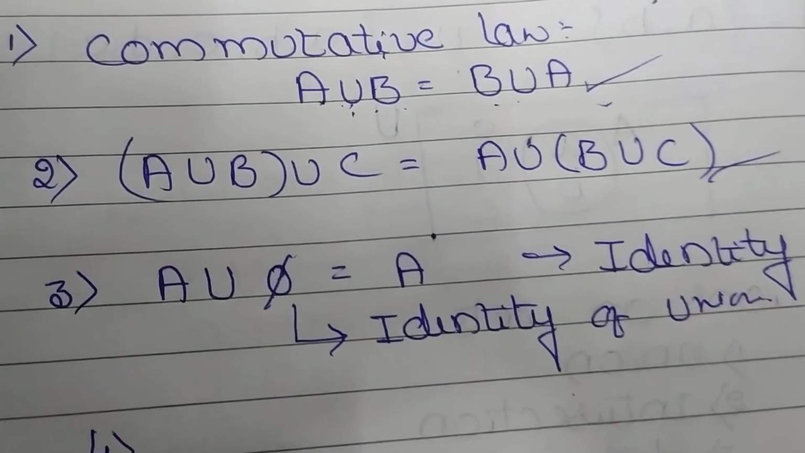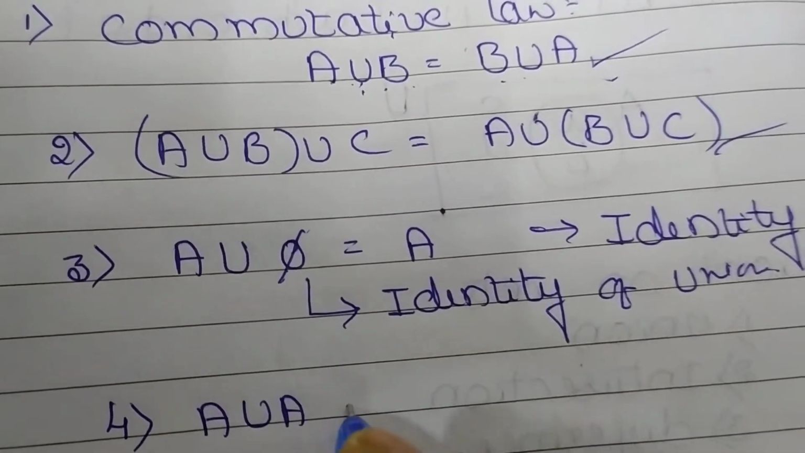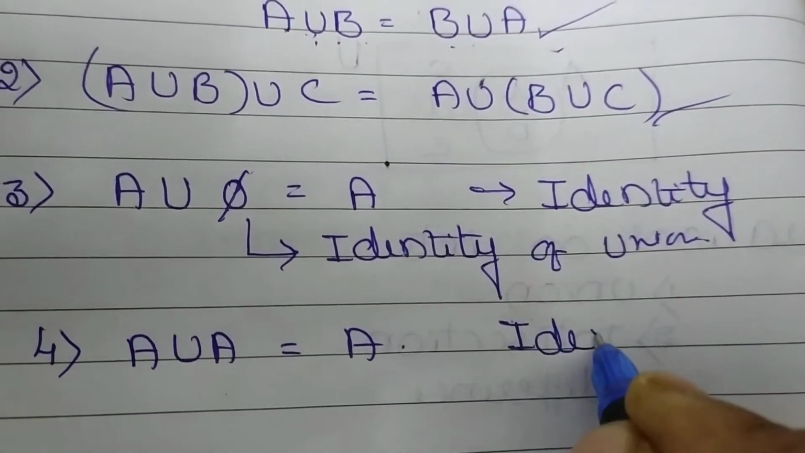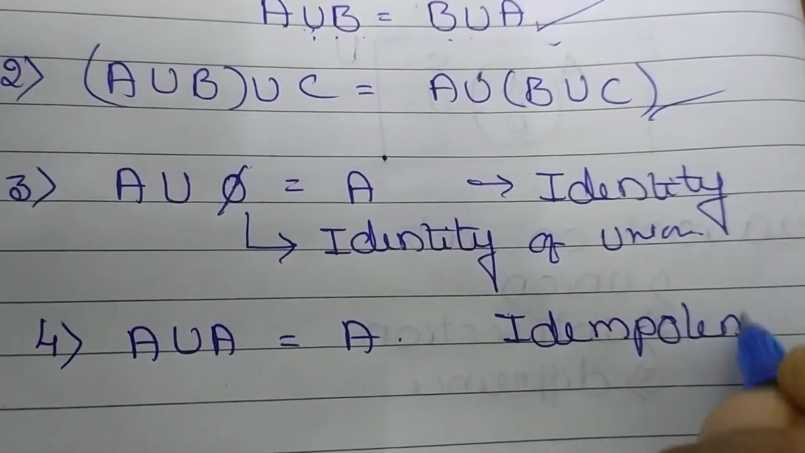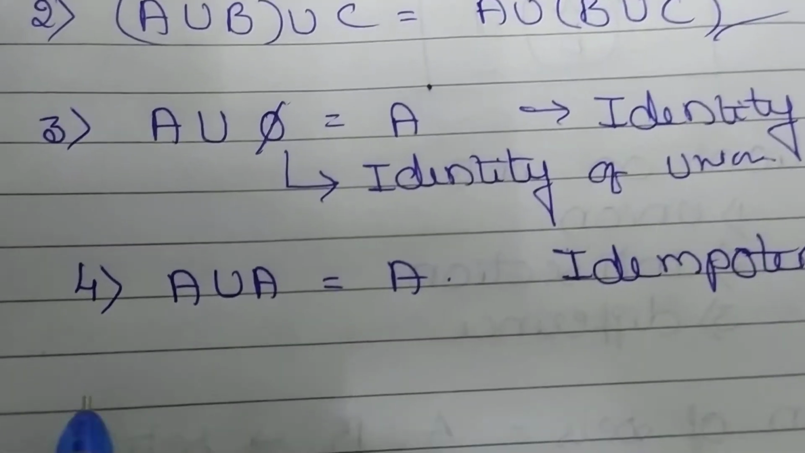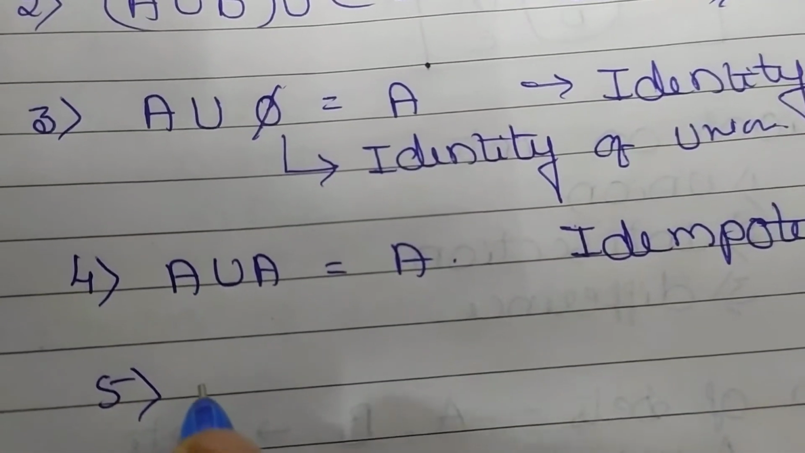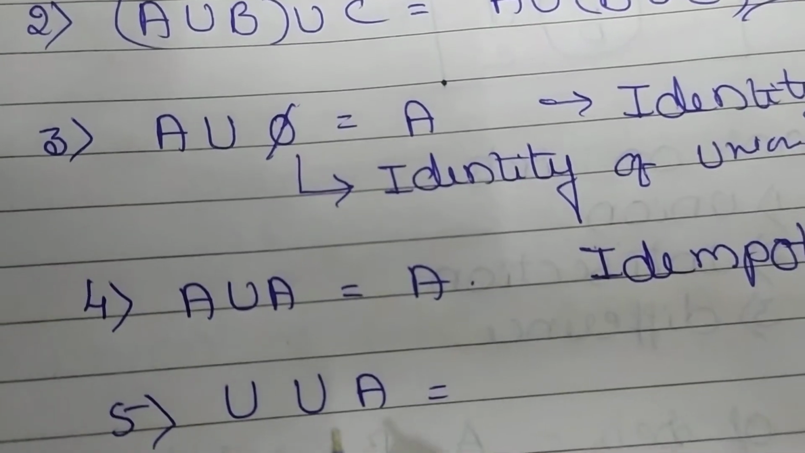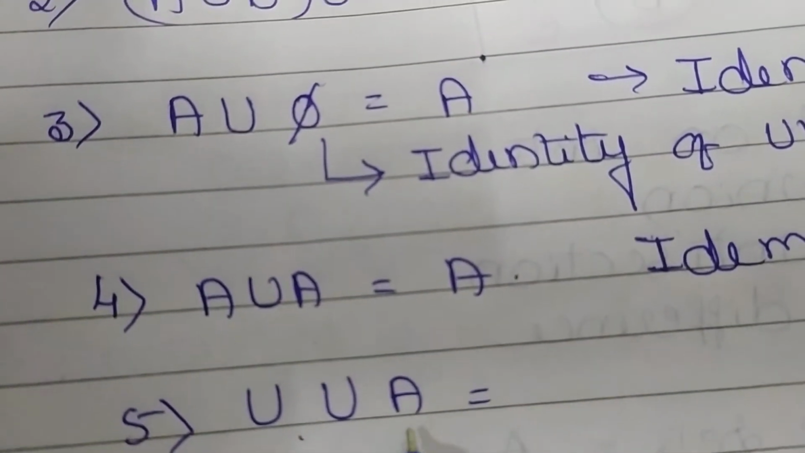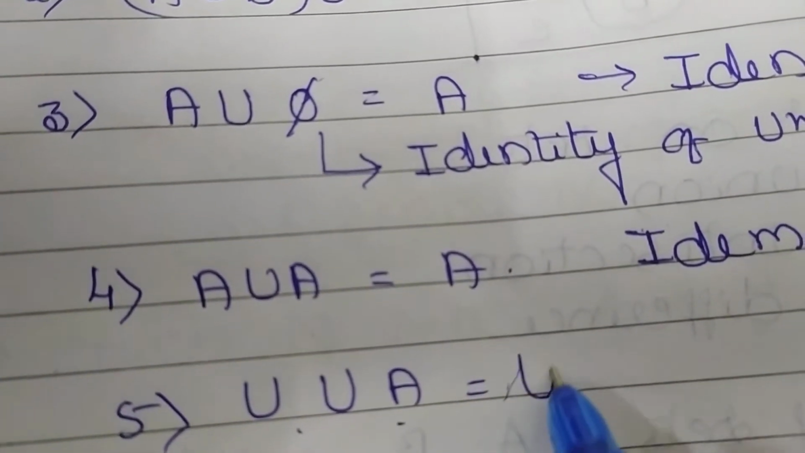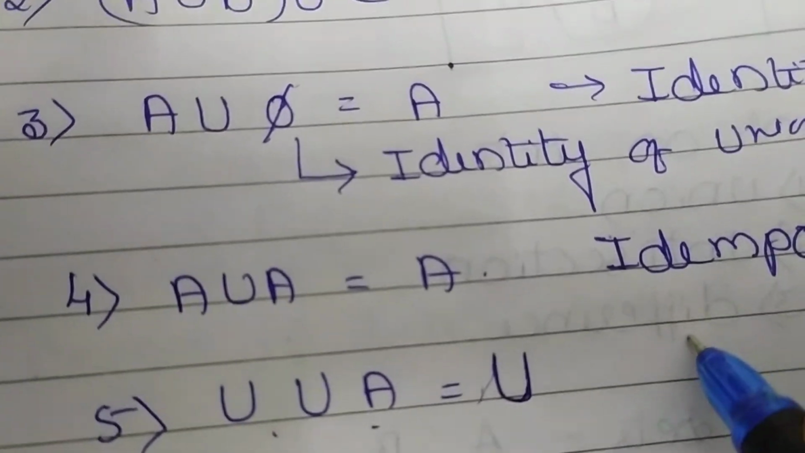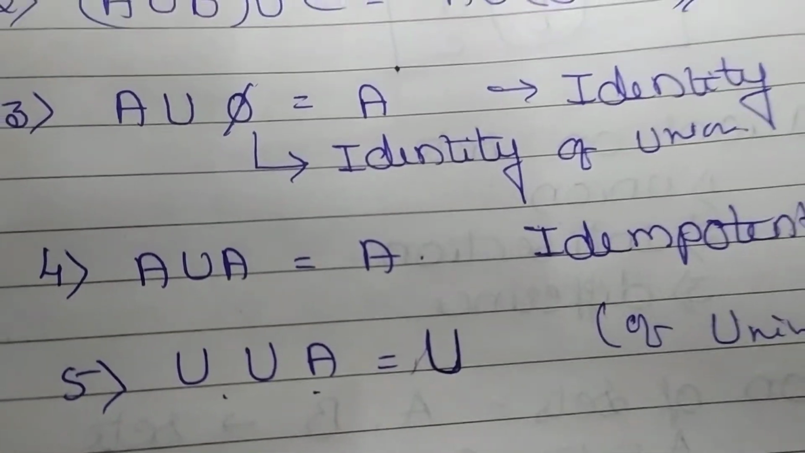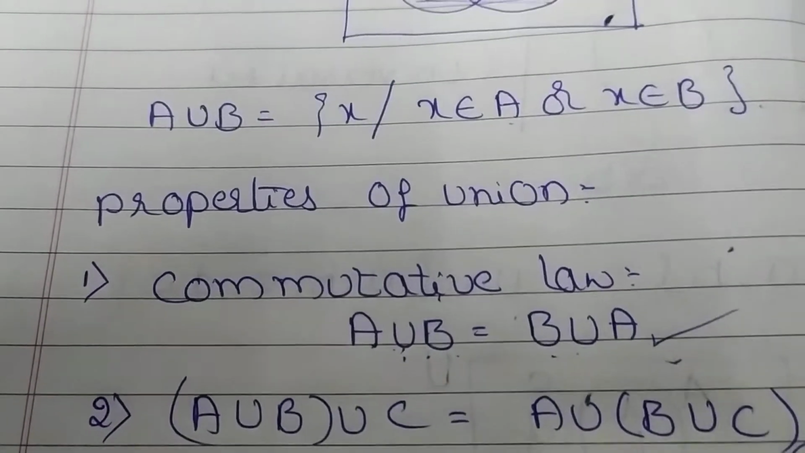Now coming to the fourth law, idempotent law, that is A union A equals to A. Then we are going to say that law is the idempotent law. And next one is the law of universal set. Universal set union A. If I do the union of the universal set and any set, I am going to get again the universal set. So this is the law of universal set.